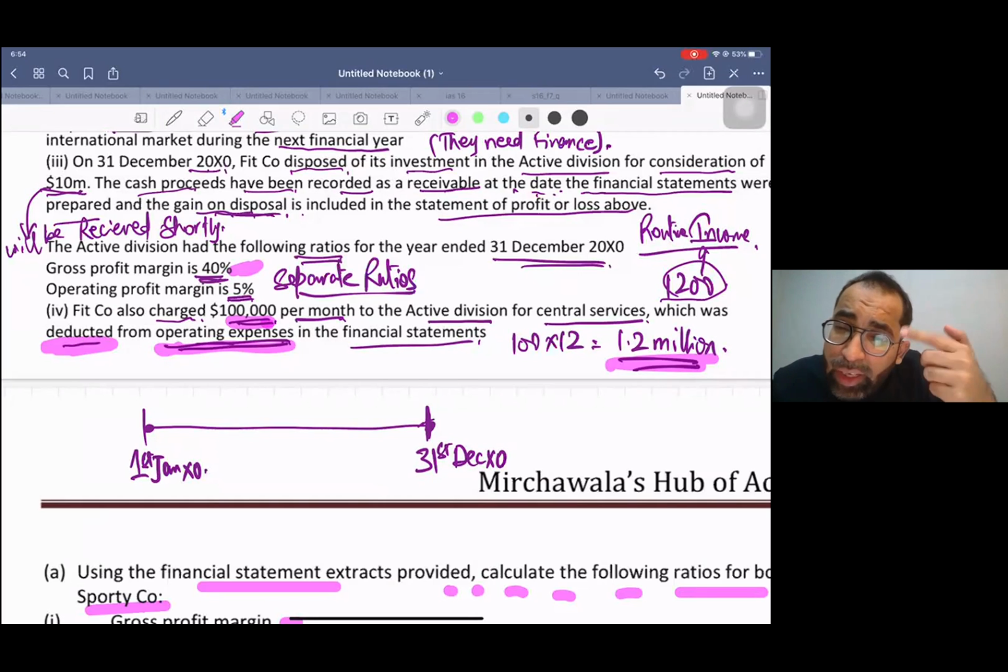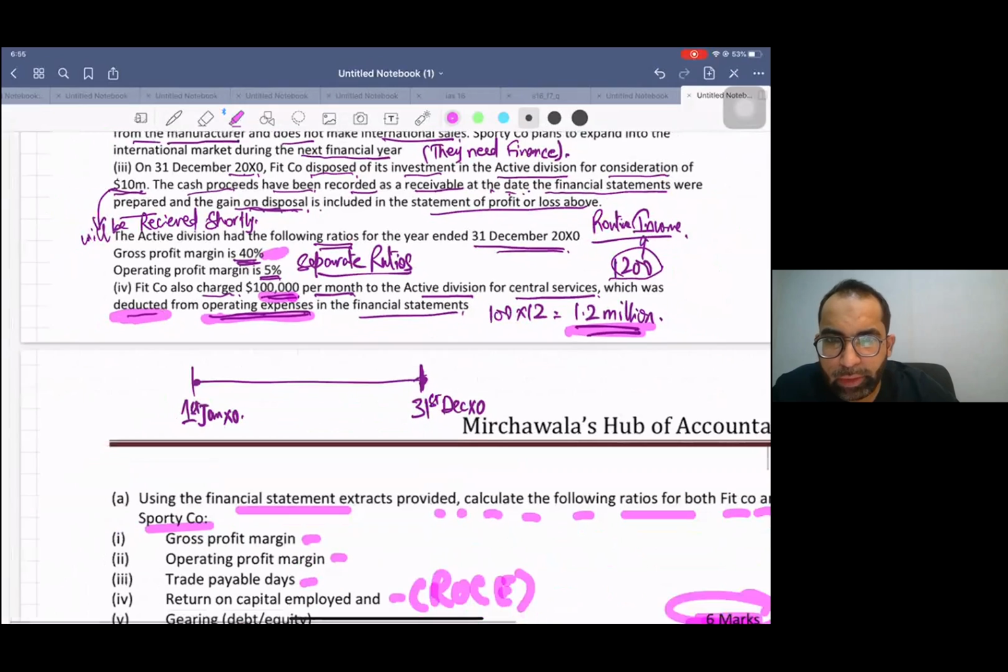So that means for sure the remaining divisions of Fit company are not good. And in future, when the Active division will no more be part of us, there will be a big decline. Because right now with the Active division results we are already at 24%. So just imagine next year without the Active division. Are you getting? So this point you have to write.